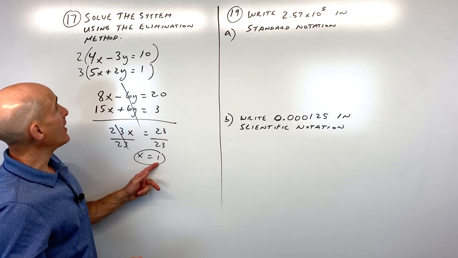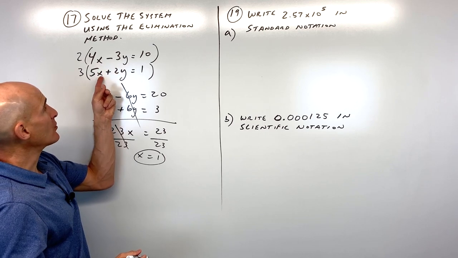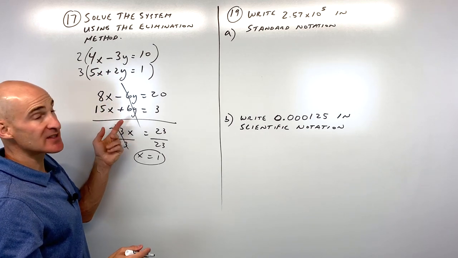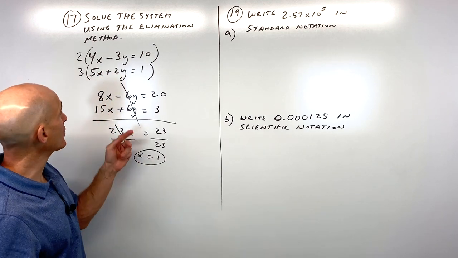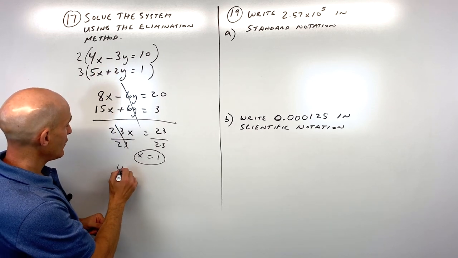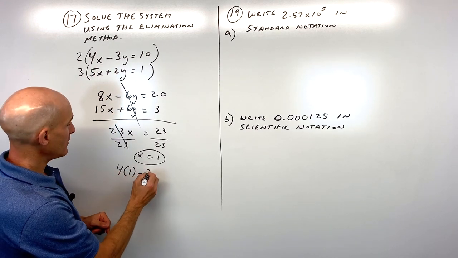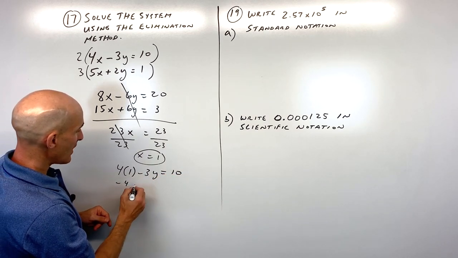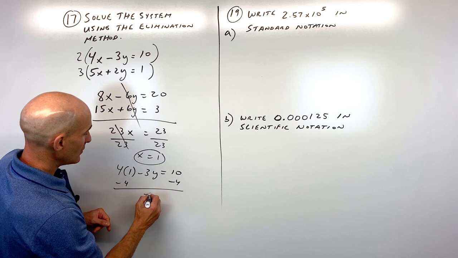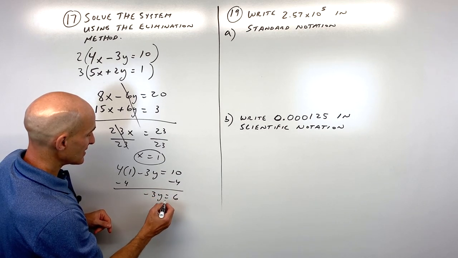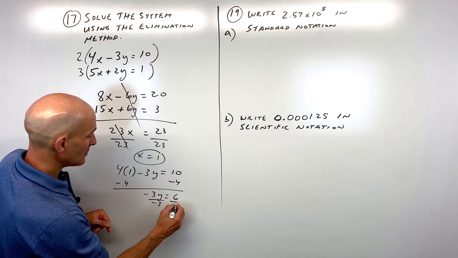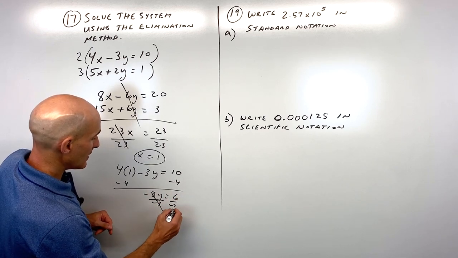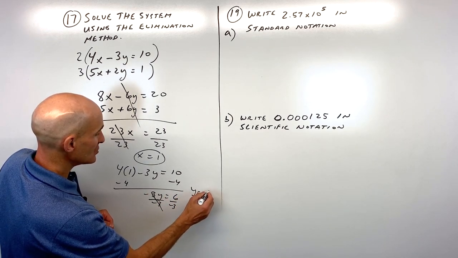Now if we take the 1, we can put it back in for this x or this x, or this x or this x. It doesn't matter. Any one of the equations will work. I'll just do this top one here. 4 times x is 1 minus 3y equals 10. So this is 4. If we subtract 4 from both sides, we get negative 3y equals 6. Divide both sides by negative 3. And you can see that y is going to come out to negative 2.